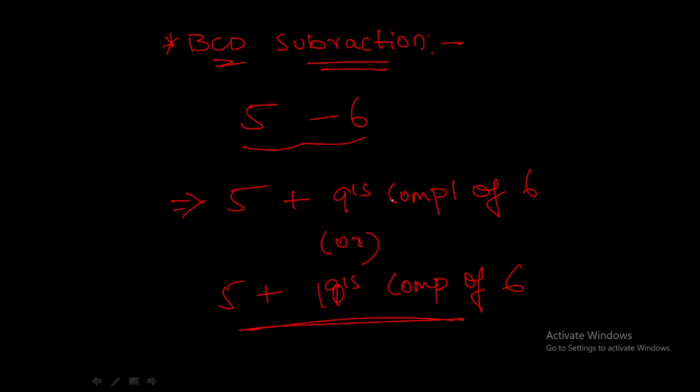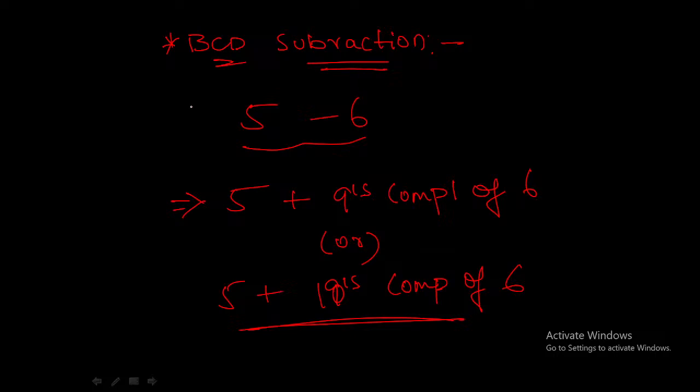So instead of subtracting directly, you can find the 9's complement of 6, or you can find the 10's complement of 6, and after finding the complement you can add it with the number 5. If the result is greater than 9, then the result is invalid and you should add 6 to make it valid. And if a carry is generated in the result, then also we are going to add 0110. So this is how we are going to subtract two numbers, BCD subtraction. Okay, so this is about BCD code in our digital.